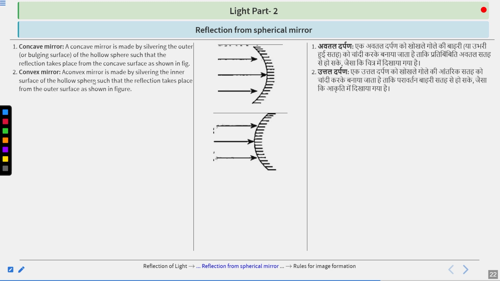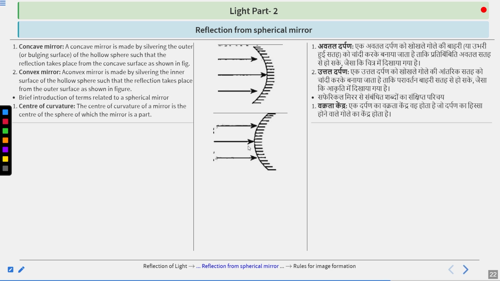A convex mirror is made by silvering the inner surface of the hollow sphere such that the reflection takes place from the outer surface, as shown in the figure. This is the convex mirror. Brief introduction of terms related to the spherical mirror.